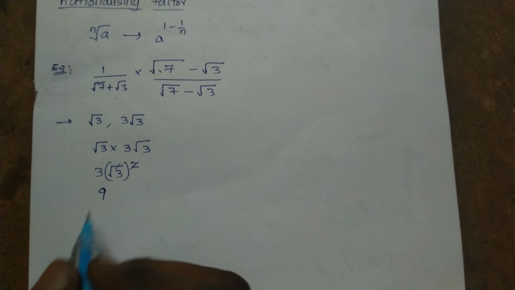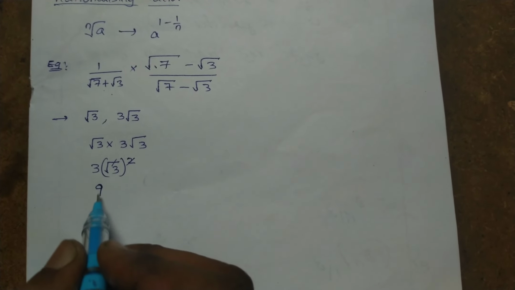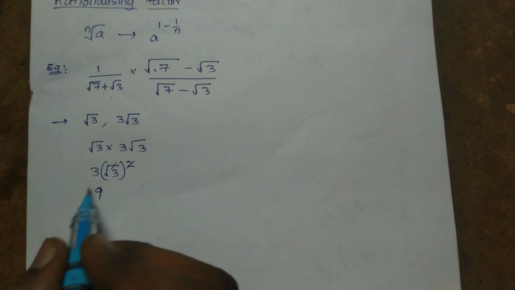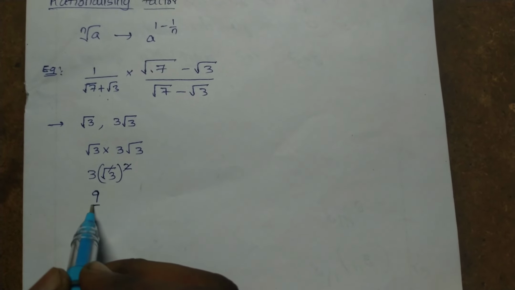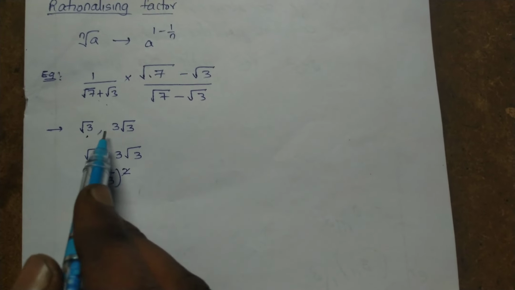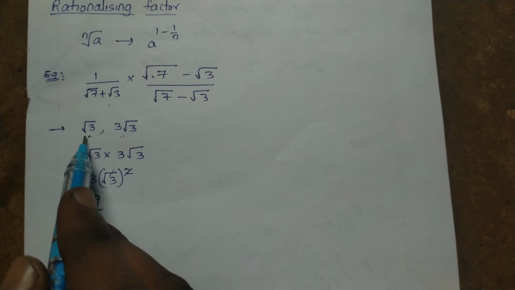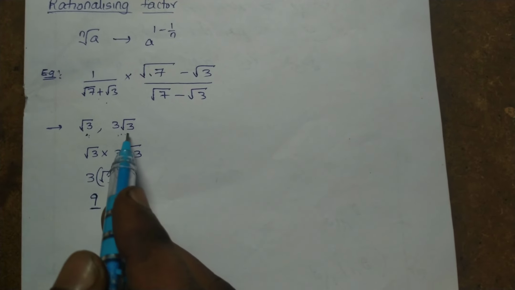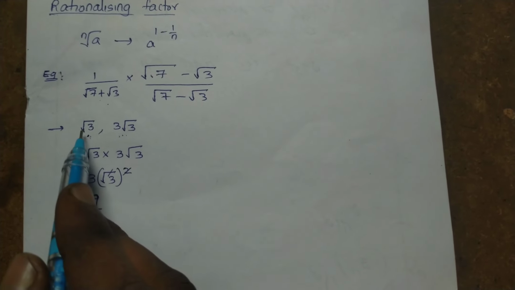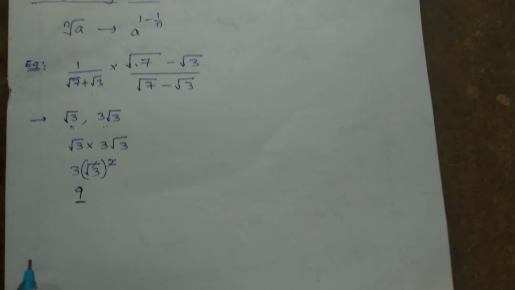Are you able to understand? 3 times 3 is 9. Square and root will cancel, and you get a rational number. So when you get a rational number, these two are called rationalizing factors of one another. This is the rationalizing factor of this term, and this is the rationalizing factor of that term.